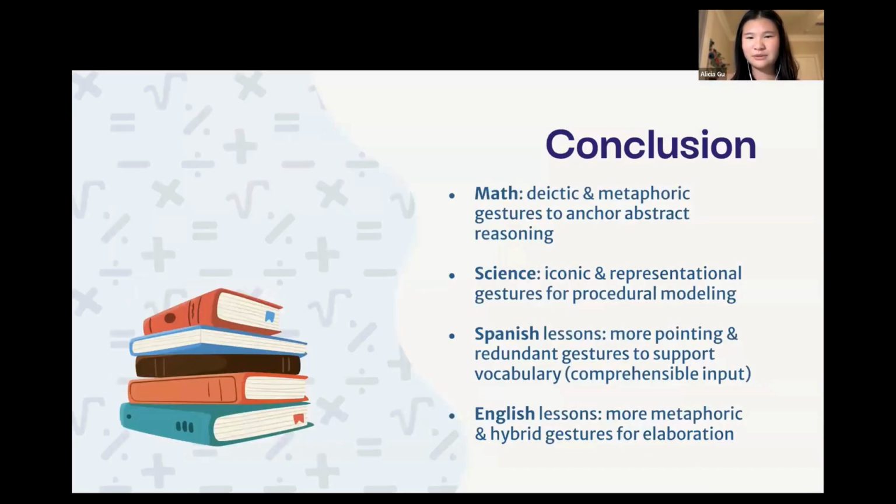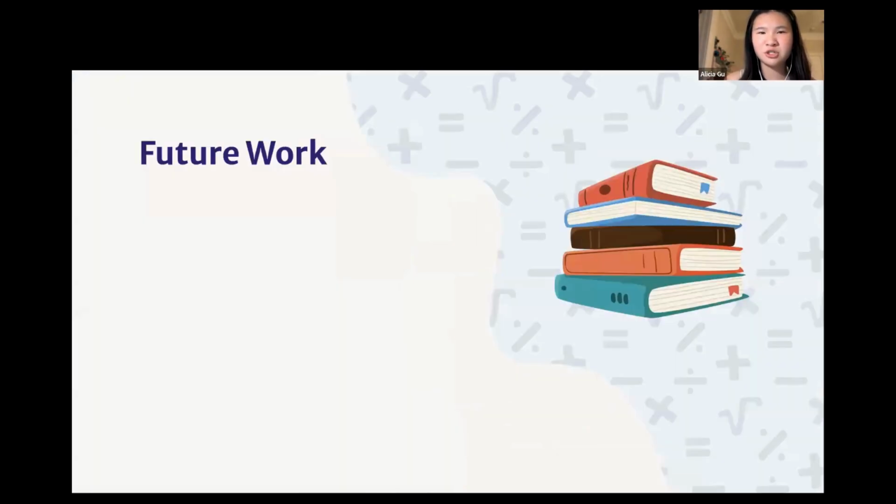Right. So once again, math is more didactic and metaphoric, and science is more iconic and representational. Spanish has more pointing and redundant gestures to support vocabulary because maybe our students don't know what the Spanish words mean, but the gestures can help them figure it out. And English lessons are more metaphoric and have hybrid gestures.